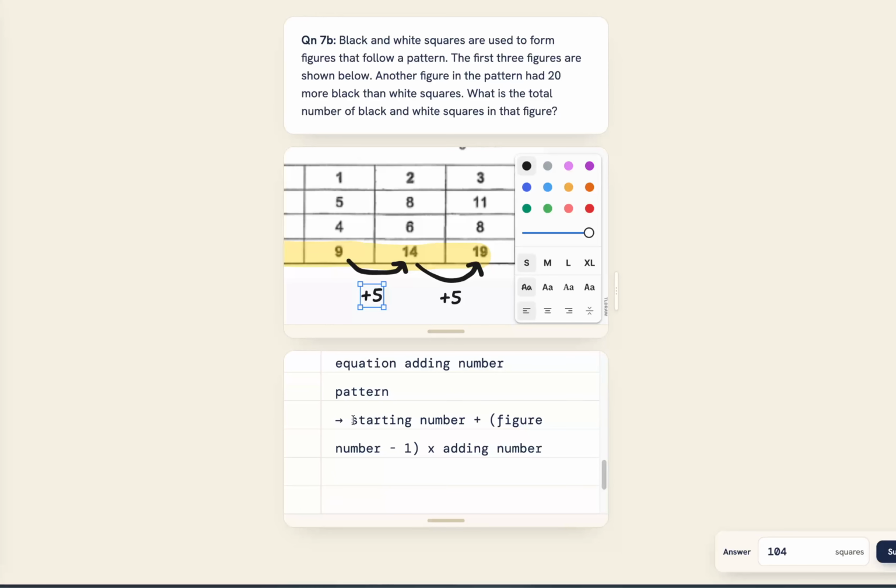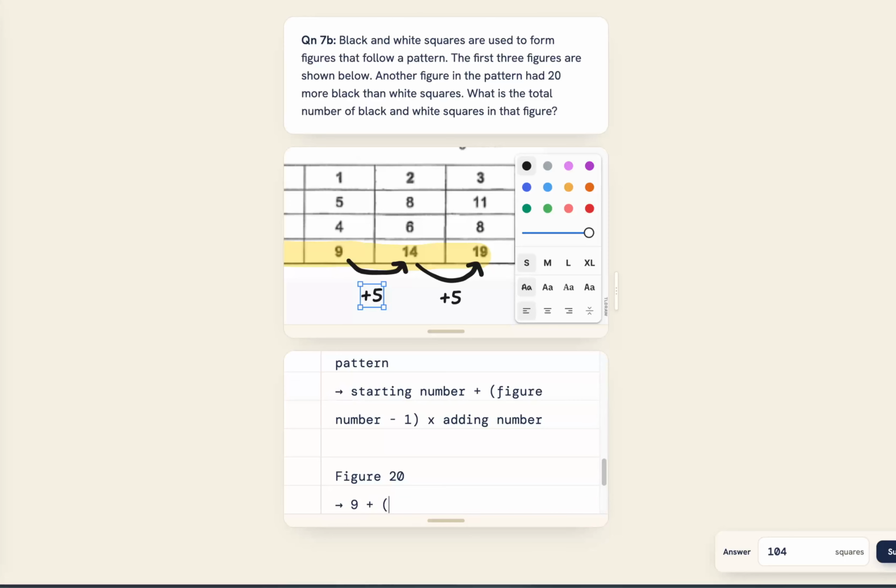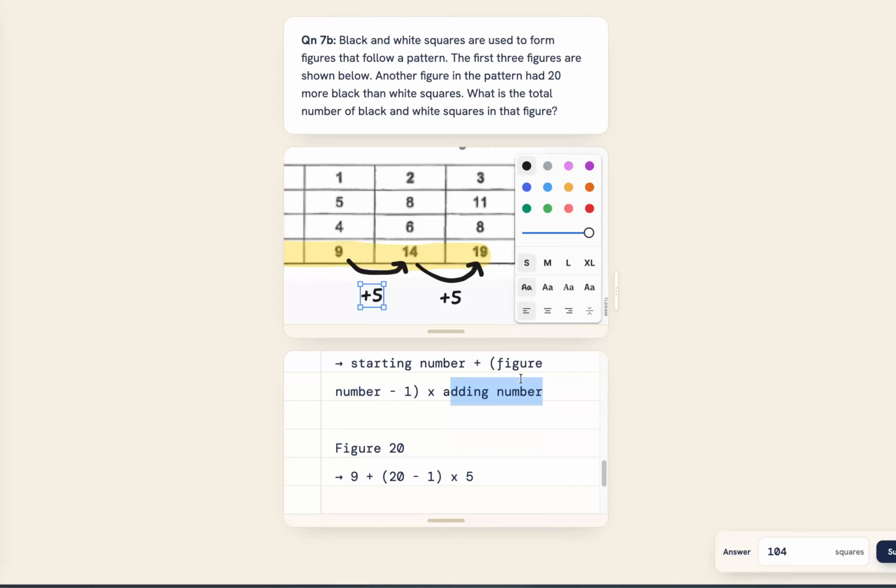So the starting number here is 9. For figure 20, starting number is 9, plus figure number 20 minus 1, and then times adding number, which is 5. The adding number is the plus 5, the figure number is the figure number we're looking for, and then the starting number. Okay, let's see how much this is. And the answer is 104. There you go. So that's the answer.